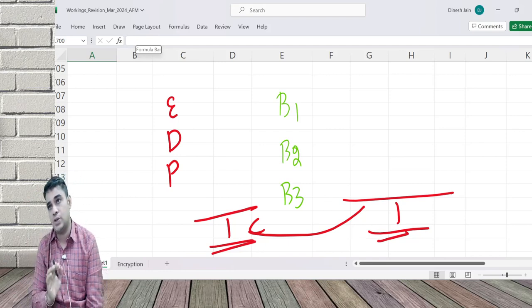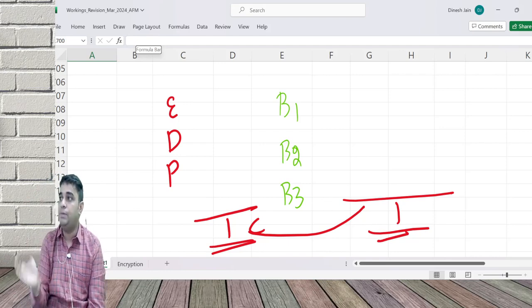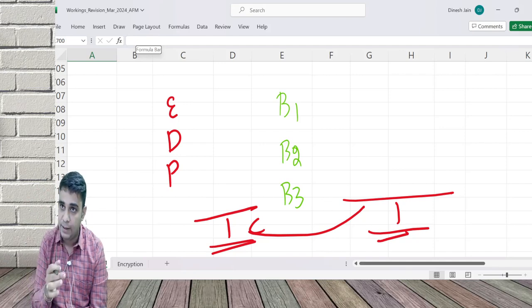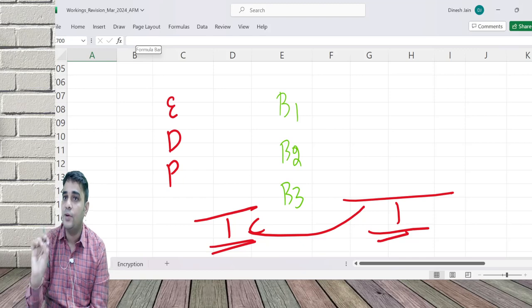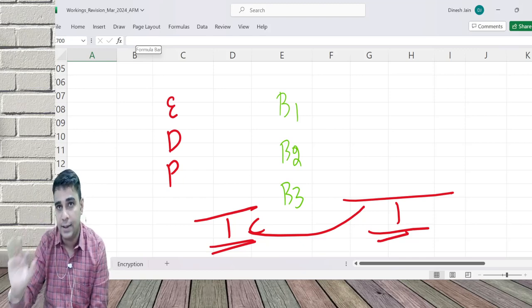Both the betas have to match. Asset beta has to be equal to liability beta. Any doubts till this? Okay, asset beta equal to liability beta. So that is one way of calculating the beta.